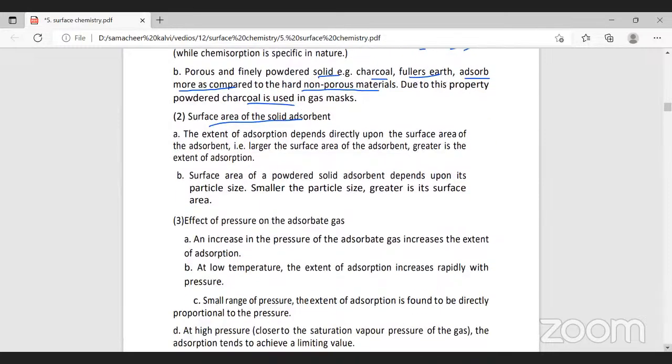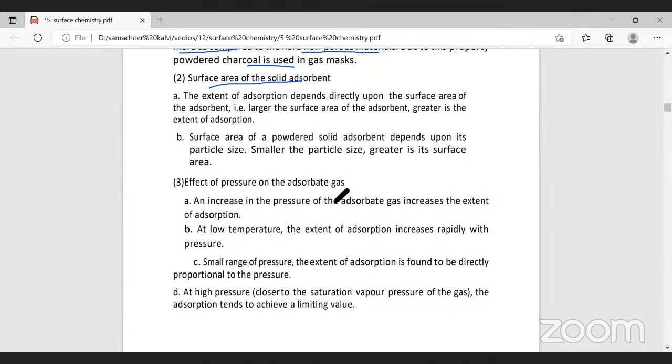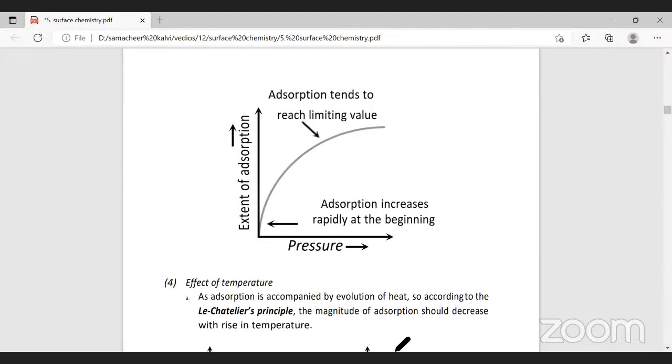The third factor is the effect of pressure on the adsorbate gas. An increase in the pressure of adsorbate gas increases the extent of adsorption. At low temperature, the extent of adsorption increases rapidly with pressure. In a small range of pressure, the extent of adsorption is found to be directly proportional to the pressure. And at high pressure, closer to the saturation vapor pressure of the gas, the adsorption tends to achieve a limiting value.